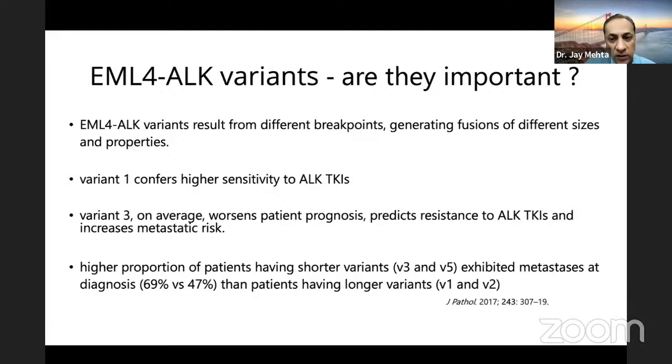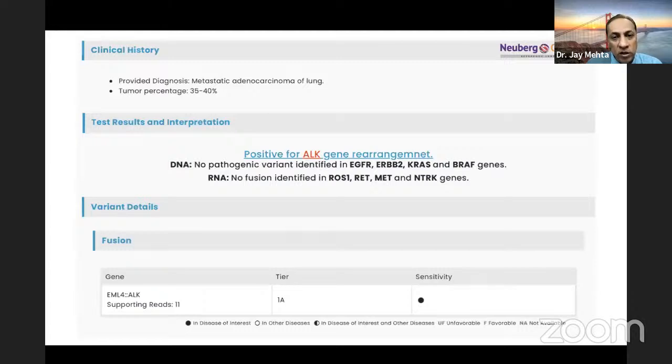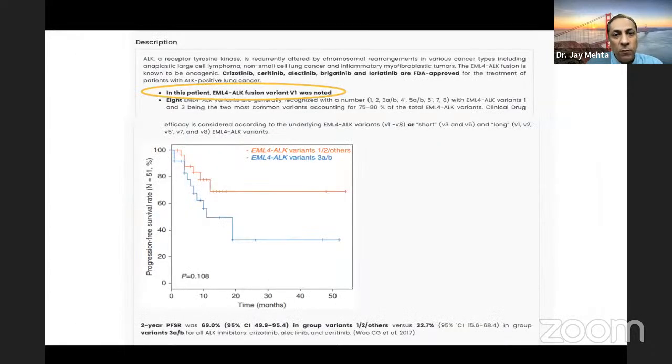The shorter variants, V3 and V5, have a higher proportion of metastatic disease versus the longer variants, variants 1 and 2. So in the report, when we have an ALK gene rearrangement, we make it a point to identify which variant. In this case, it's variant 1, which actually is a good prognosis.